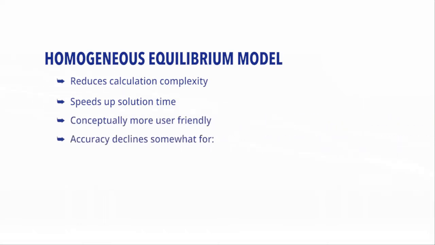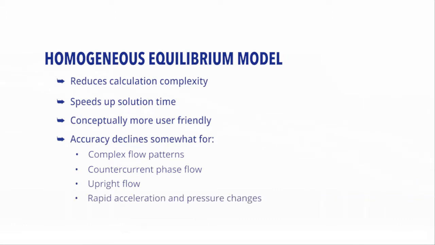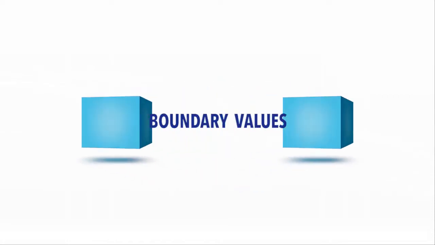The homogeneous equilibrium model reduces calculation complexity, it speeds up solution time, and is conceptually more user-friendly. But its accuracy does, however, decline somewhat for complex flow patterns, countercurrent phase flows, upright flows, and rapid acceleration and pressure changes. All in all, however, this is definitely the best model for systems level calculations. Next up, let's discuss a few tips on boundary values applicable specifically to two-phase fluids.